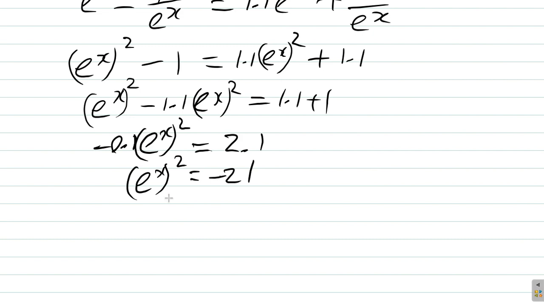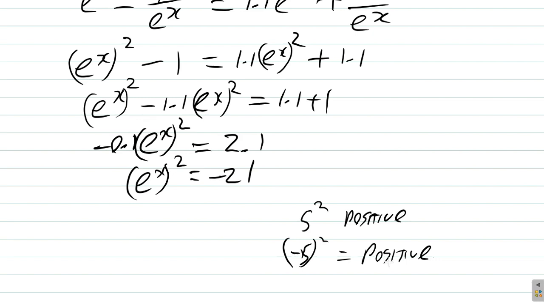When you square e to the x, you get negative 21. If you consider e to the x to be any number, say 5, when you square 5, you get a positive value. If you have negative 5 and you square negative 5, you also get a positive value. When you square a number, you're never going to get a negative value. Right? That's one thing.